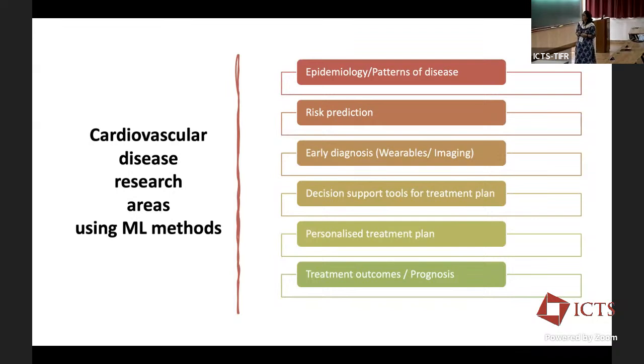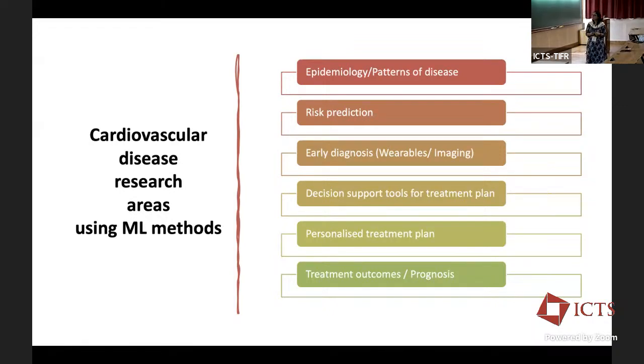Then yesterday we briefly talked about risk prediction, and I think in a subsequent slide I'll be talking a little more about that. But the other thing is really the early diagnosis. Can we do something to pick the high risk group early? Because right now we depend on people to report with chest pain, to come with fairly advanced symptoms, and only then we detect that they have cardiovascular disease. Decision support tools, there are many available, and most of them again developed in the Western context, but can we do something for India?